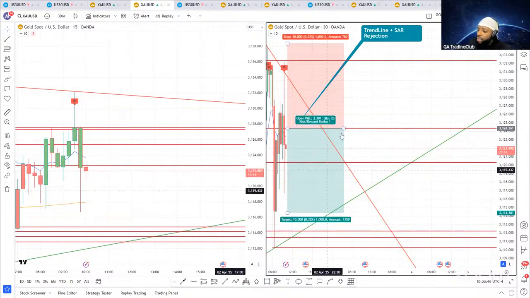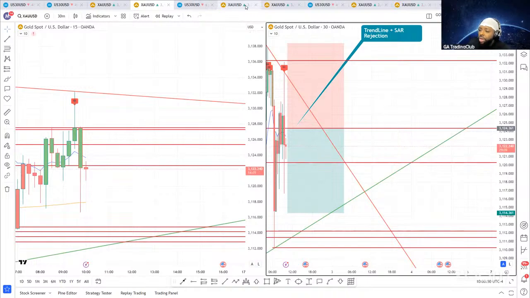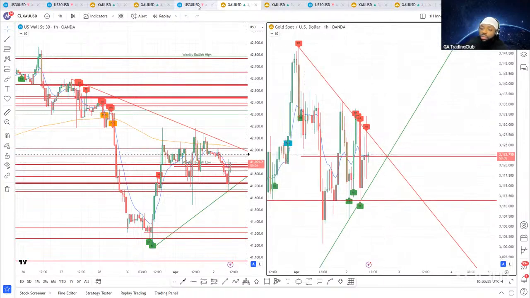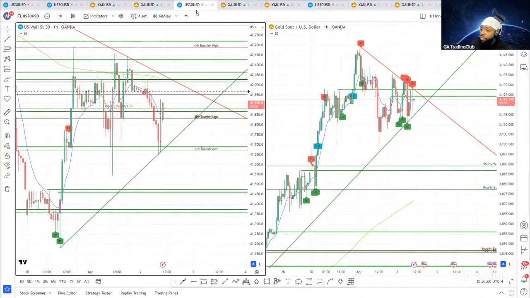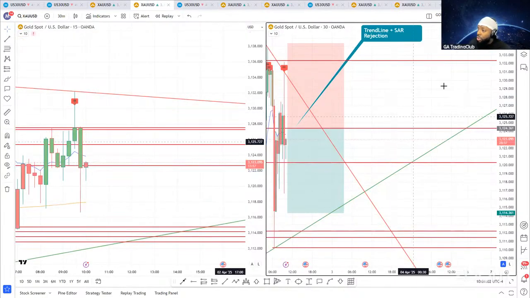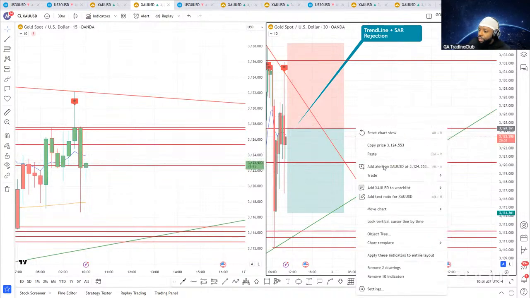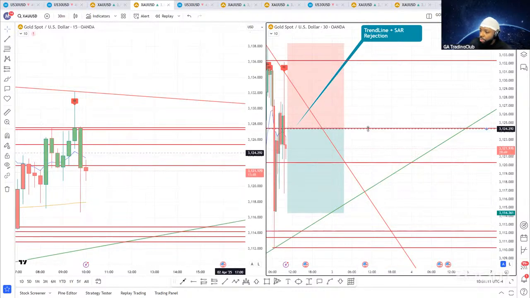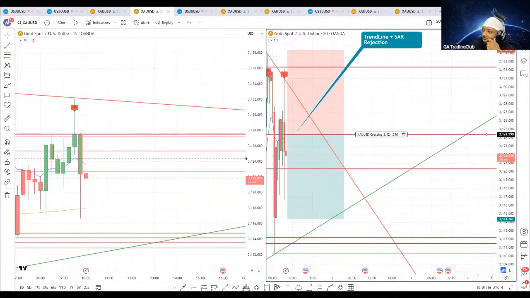Okay, so what we need here: gold rejection resistance 30-minute. We have also a rejection resistance on gold on the hourly, but that's not valid. I can also see US 30 is coming for that rejection scalp. So for gold, just watch 31.24, and we're about to tap that area. So let me put an alert. US 30 is also pushing up. So 31.24, I will just make sure my accounts for that are set.